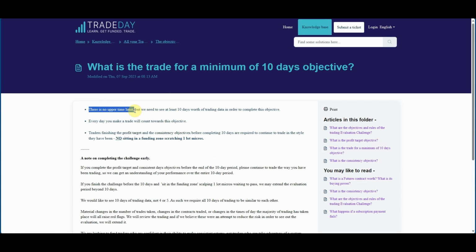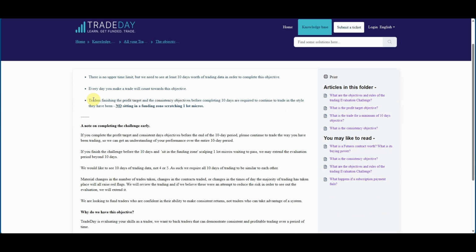There's no upper time limit, so you can keep trading for as long as you need to, but they need to see at least 10 days worth of trading data before you can be evaluated and get into a funded account with TradeDay. So here they mention about not just entering and exiting a one lot micro. It says here required to continue in the trade style they have been trading.